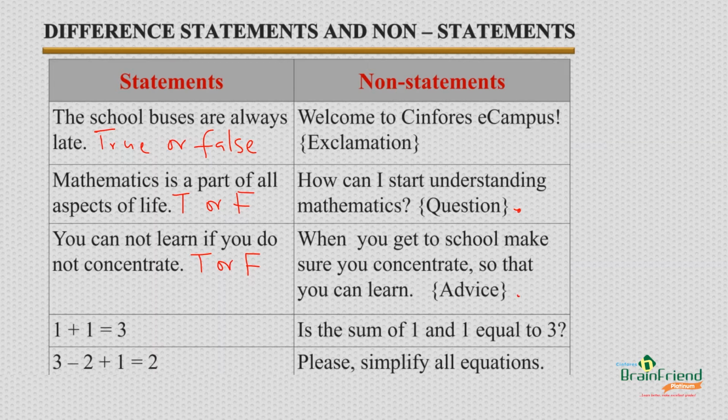Okay, let's look at this simple mathematical equation. 1 plus 1 is equal to 3. This can be true. It can be false, right? Well, I know you know it's false. So it's a statement because it can either be true or false. A sentence corresponding to this is, the sum of 1 and 1 equal to 3? This is actually a question, so it's not a statement.